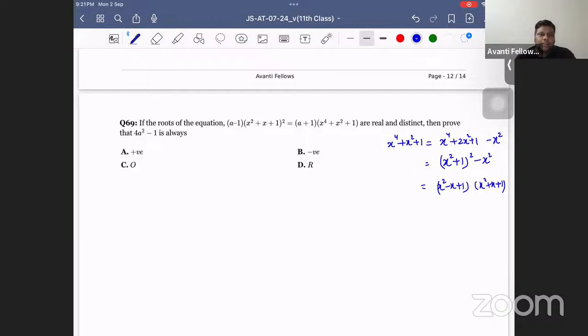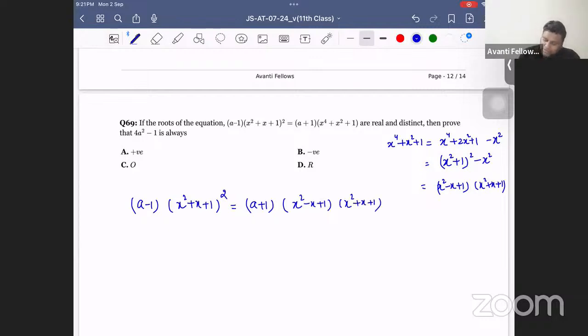All right. Now come to the equation: (a minus 1) into (x square plus x plus 1) whole square equals (a plus 1) into (x square minus x plus 1) into (x square plus x plus 1). Now this x square plus x plus 1 cancels. So now we can make a quadratic in x.